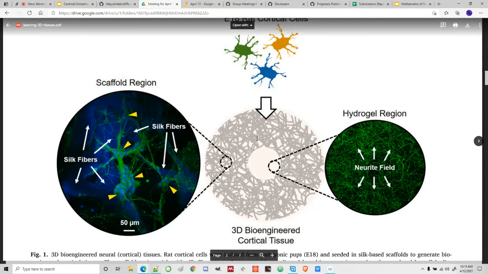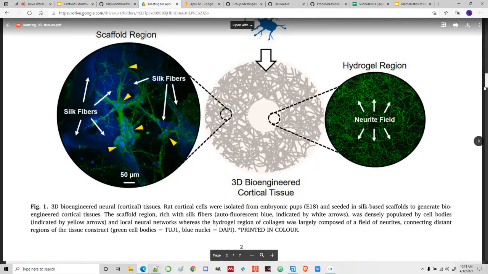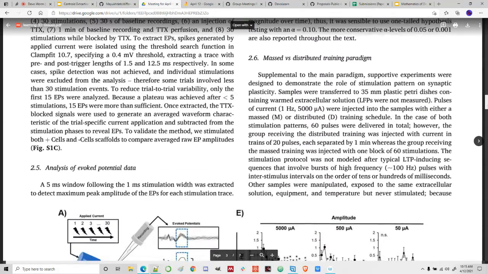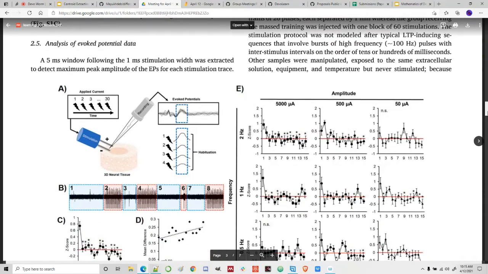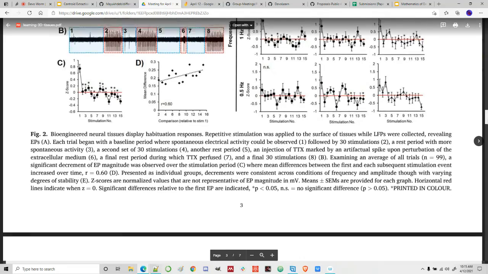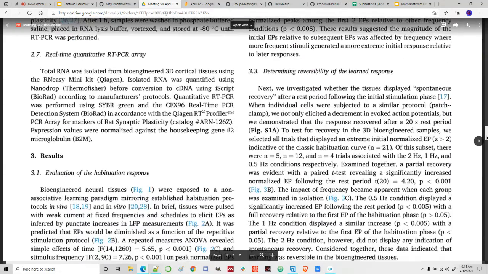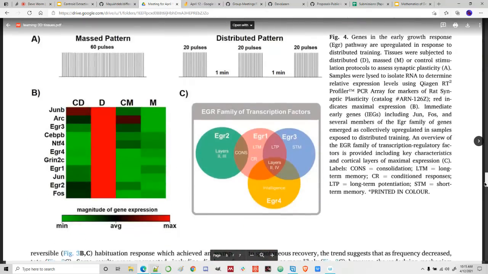It's a ring, and you get these different silk fibers that serve as a scaffolding in a hydrogel. And then they have neurons that build connections along those scaffolds, and then they're able to apply a current and actually do these experiments. So again, this is a very contrived model system, and they walk through a lot of the results.